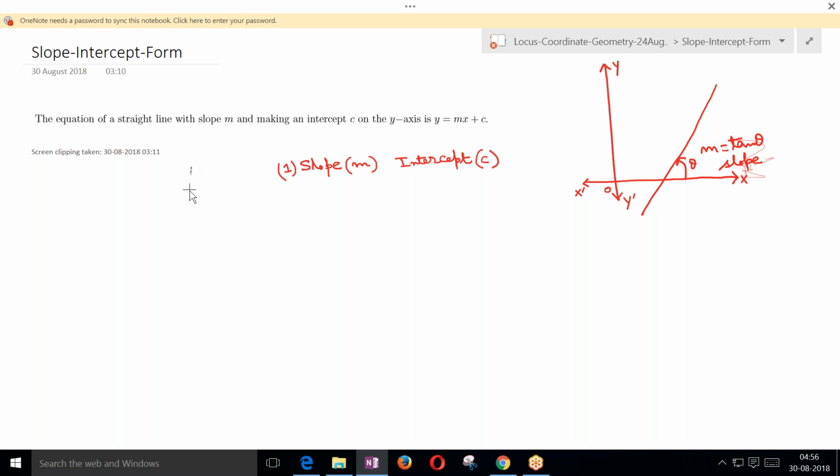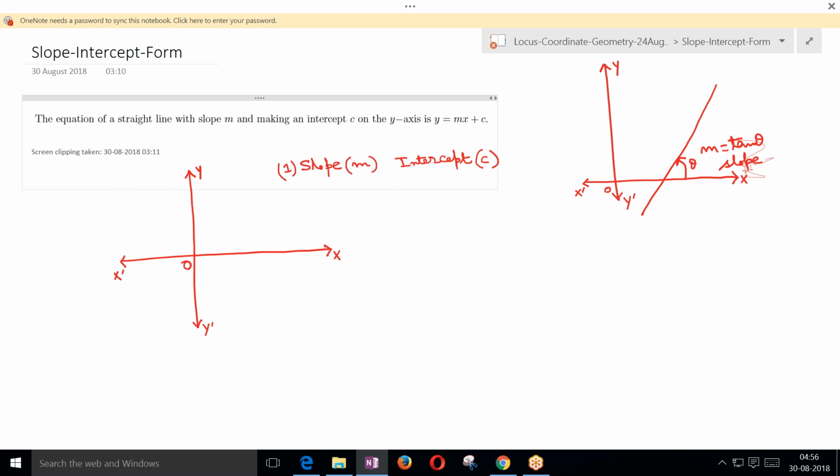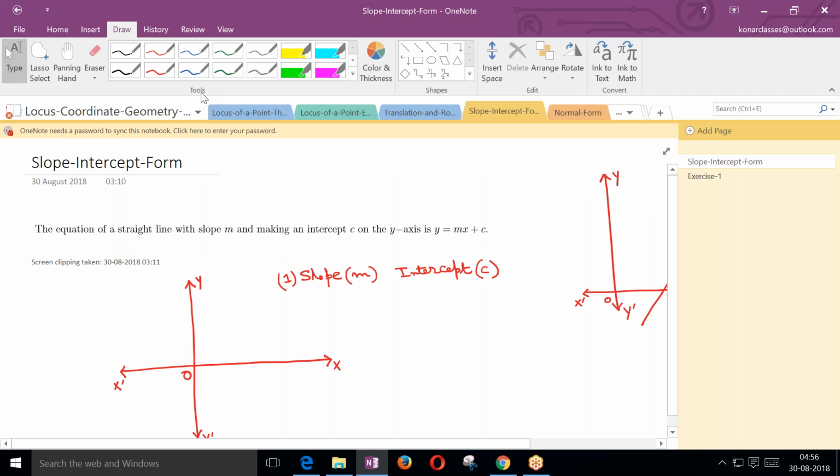Suppose this is our coordinate axis. This is x, this is x dash in the negative direction. This is y, this is y dash in the negative direction. This is the origin. Suppose we have a straight line. Let me draw the straight line in a different color. So suppose we have a straight line something like this.